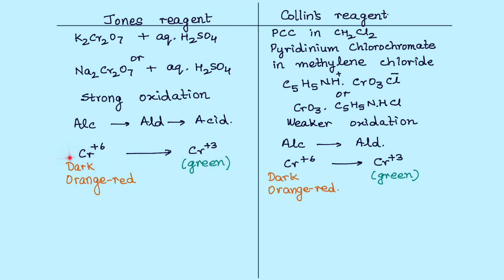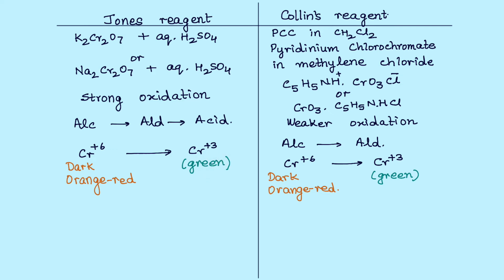6 positive means the original solution of potassium dichromate would be dark orange red in color. I tried to write it in the color nearest that I could find in the app. But if you have better pens, you can write it with the dark orange color, whereas the chromium in +3 oxidation state is green in color.